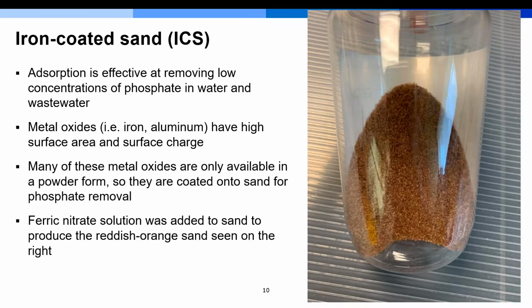So that was just the first part of the lab. Then we can actually get into what iron-coated sand is. Phosphorus is often present in low concentrations in water and wastewater. It's a key limiting nutrient for the growth of algae and other microorganisms, which in excess can cause eutrophication of these water bodies.